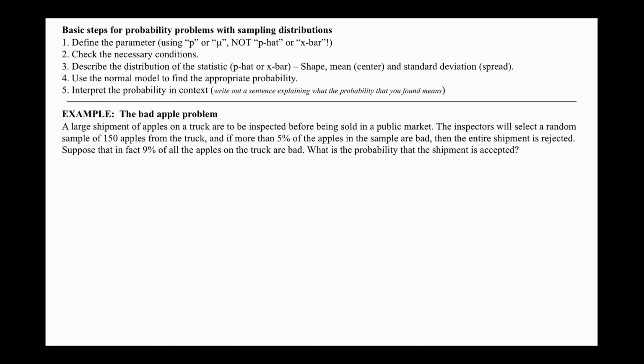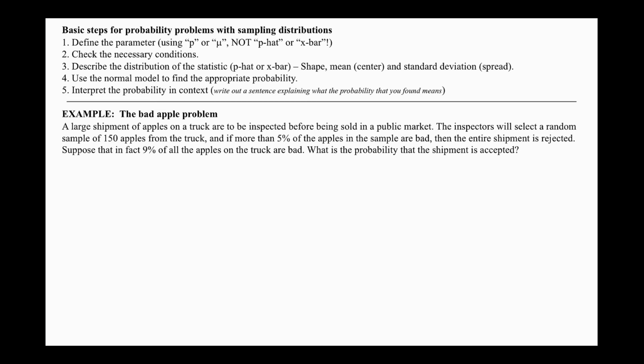If 5% or less, if less than 5% are bad, the shipment's okay. It can be sold. If more than 5% of them are bad, nope, this shipment needs to go back to the packing house it came from, because we can't sell these because there's too many that are bad. So what is the probability that the shipment is rejected?